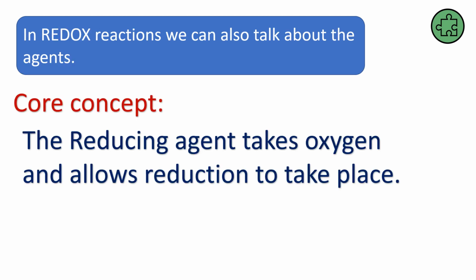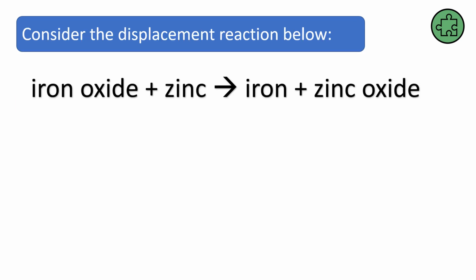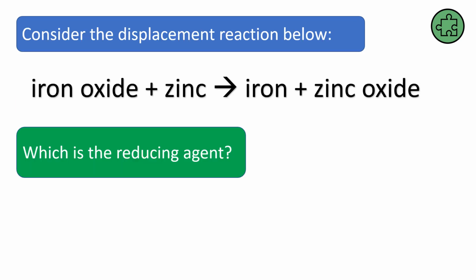We can also talk about reducing agents, and the reducing agent takes the oxygen and allows the reduction to take place. So it's the one that is taking the oxygen. So again, if we look at our reaction, what is the reducing agent? What is taking the oxygen? Then it's the zinc. The zinc is allowing the reduction to take place because it is taking the oxygen away from the iron oxide.